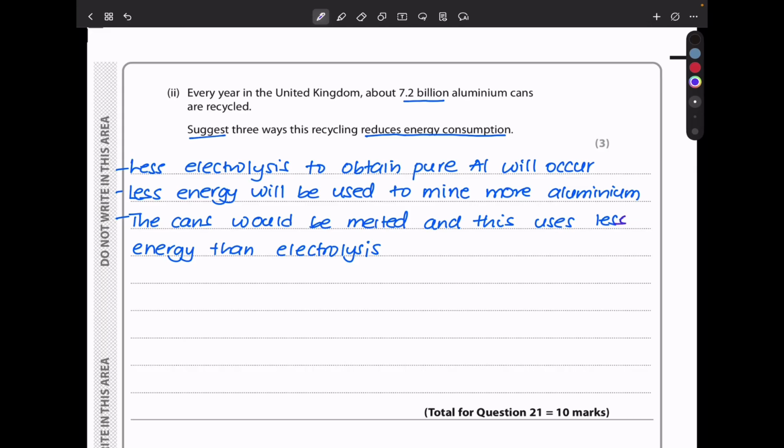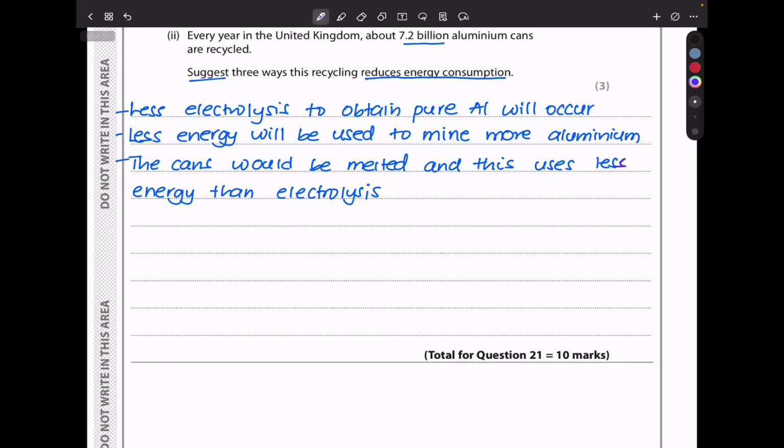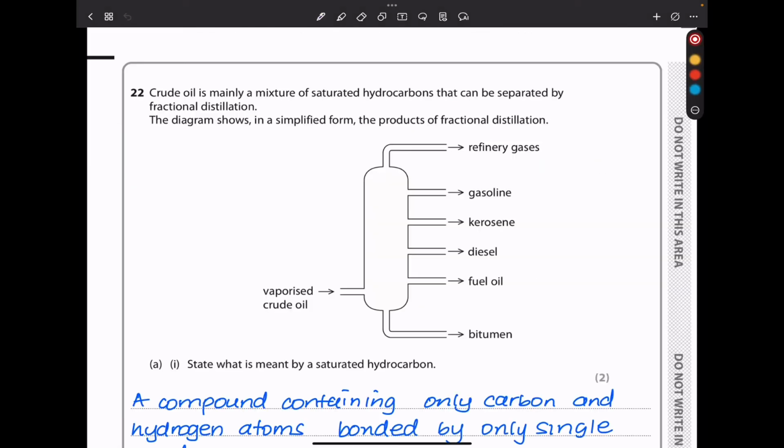So I should write less energy. So this brings us to the end of question 21. Let's go to question 22.